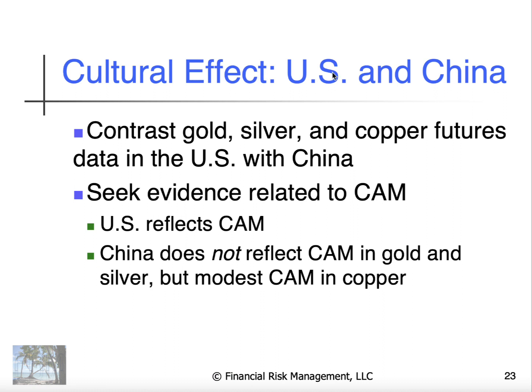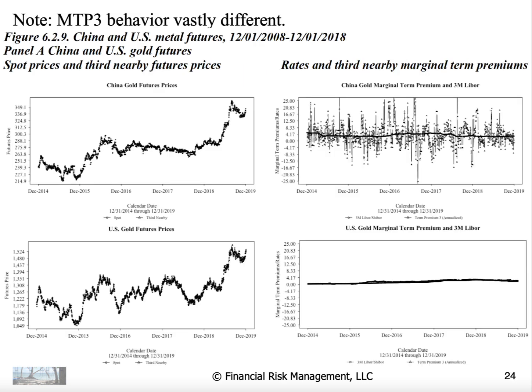Well, if we were physicists studying a physical phenomenon or something in the natural sciences, you would expect not to find any difference. Location shouldn't matter that much. But we find a significant difference, and we find the U.S. reflects carry arbitrage. China does not reflect carry arbitrage in gold and silver, but there's a unique observation out of the copper market. And so if you look at the Chinese gold marginal term premium, a third nearby versus second, you can see a radical difference compared to the U.S.